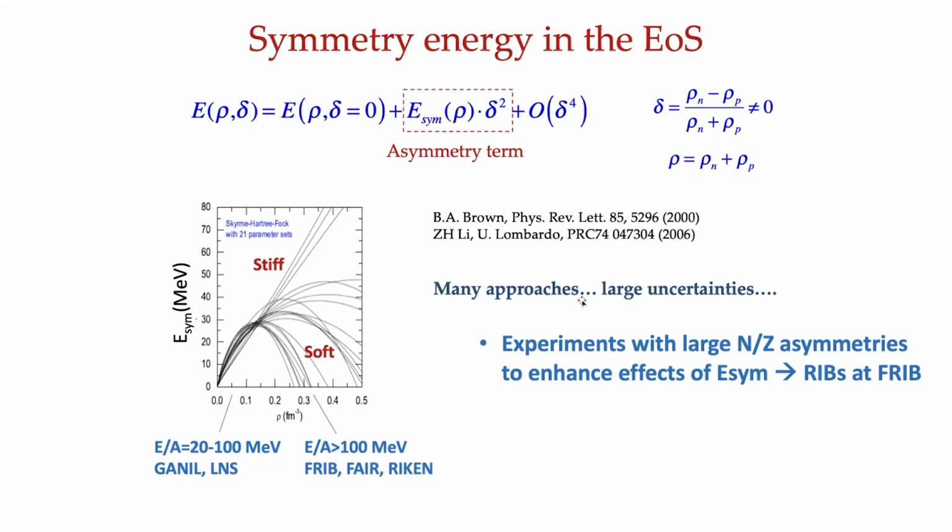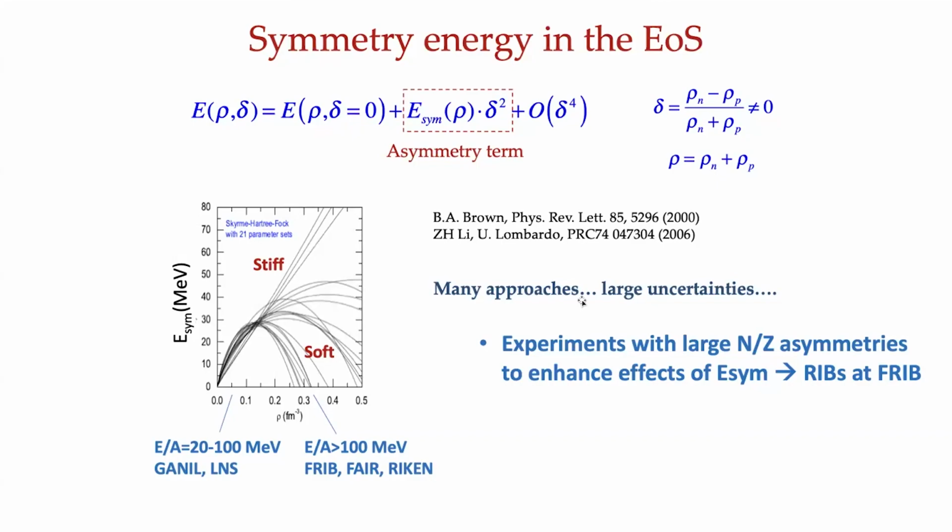What you can see here is that it depends on delta square. So the effects of this part over this part become more important when I consider more and more asymmetric nuclear matter. So this has been the investigation for many years, theoretically and experimentally. This is a plot of different calculations with Skyrme, Hartree-Fock calculations. There are very different predictions, and we are trying to understand whether this density dependence is stiff or is soft.